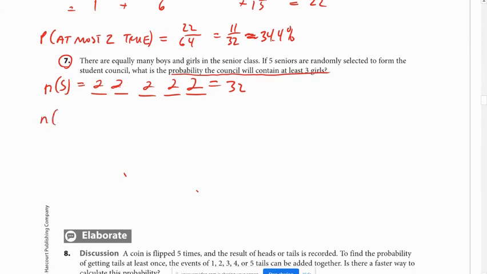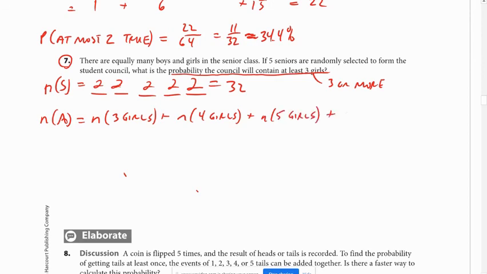So the number of ways that event A occurs is the number of ways of getting, so at least 3 means 3 or more. So it could be 3 girls, 4 girls, 5 girls, or all 6 girls. Oh no, we're only picking 5, so that's it. So 3, 4, or 5. And so this is going to be, so that would be like this.